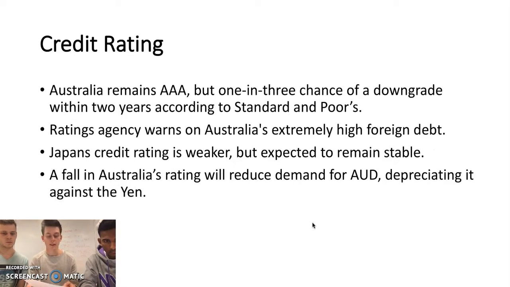Another point is credit rating. Due to Australia's consistent budget deficits in recent years and an increasing foreign debt, Standard & Poor's has predicted a 1 in 3 chance of a downgrade from a AAA credit rating. In contrast, while Japan's credit rating is already poor, it is expected by all major credit rating agencies to remain stable. The negative effects of Japan's poor credit rating have already affected the value of the currency. If Australia's rating is to fall, then foreign Japanese investment is likely to shift from Australia to countries that pose less risk. This will result in a decrease in the strength of the AUD against the Japanese yen.